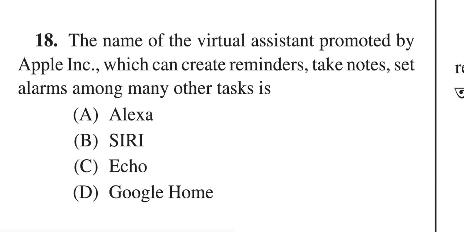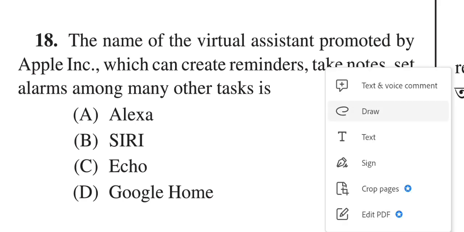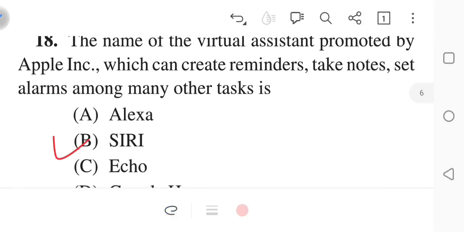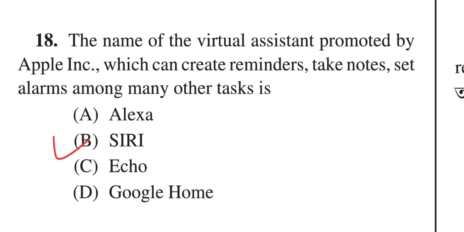So now let's try to find out the question it is asking. Let me reiterate it. It says the name of virtual assistant promoted by Apple Inc., which can create reminders, take notes, set alarms among many other tasks is what? Alexa, Siri, Echo, Google Home. Correct answer is B, that is Siri, SIRI. You must have used it. It is an artificial intelligence, AI technology.